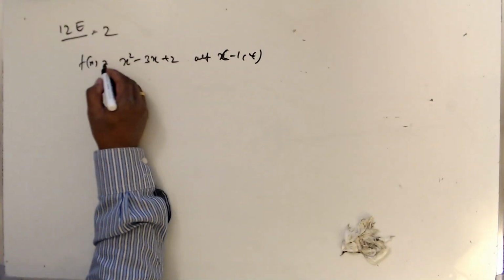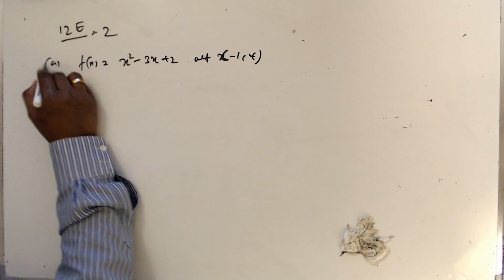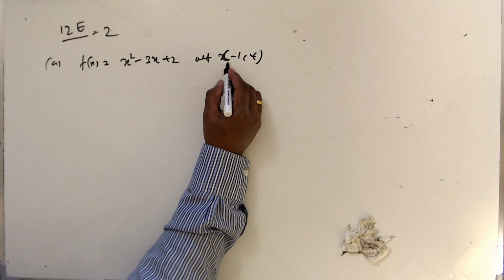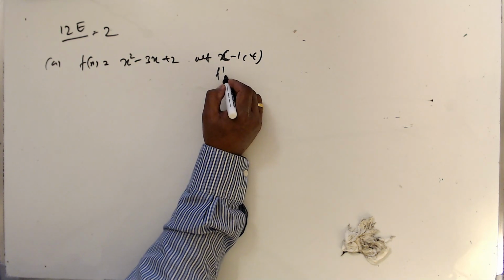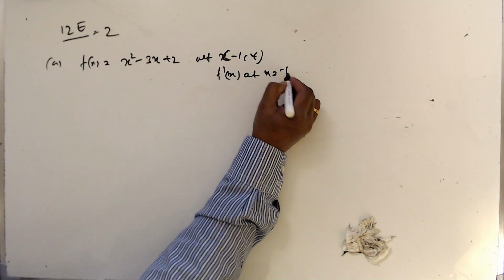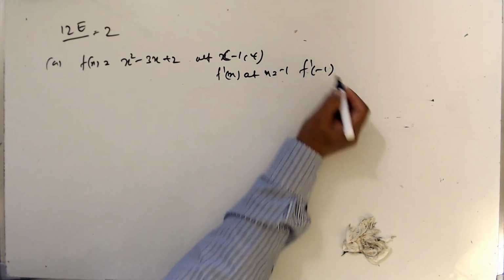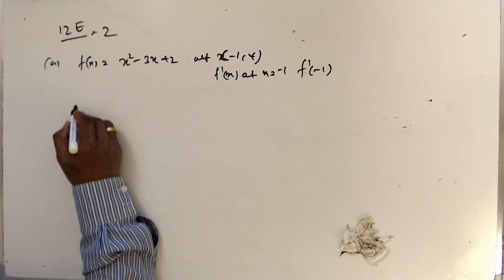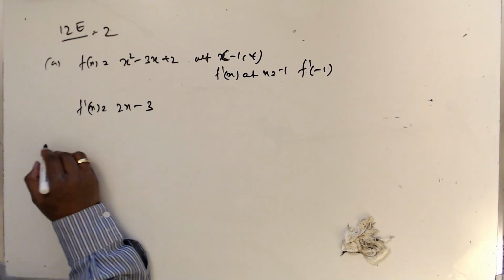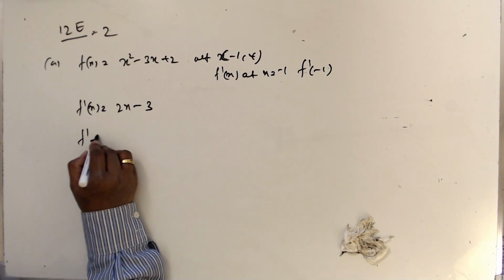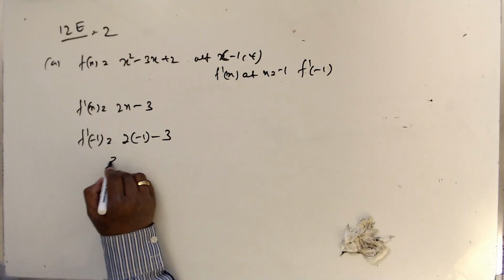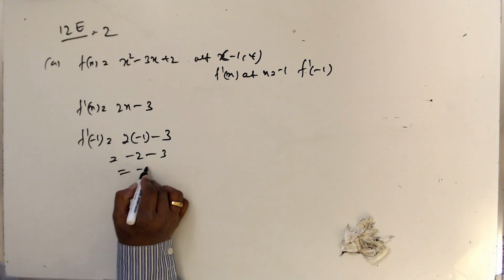Question number 2, part 1. If x is given, we want to find the gradient at this point. It means we want f dash x at x equal minus 1. Basically f dash minus 1. So we'll work first of all f dash x, 2x minus 3. Then f dash minus 1 is 2 times minus 1 minus 3. So this is minus 2 minus 3, minus 5.